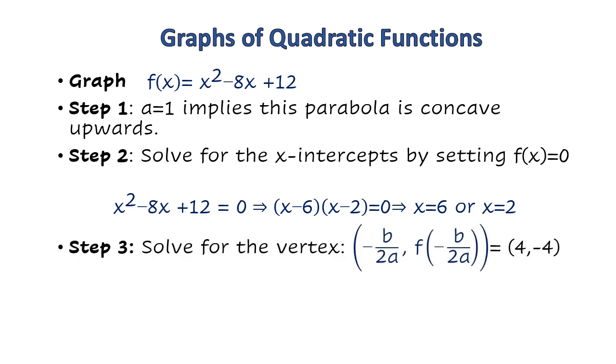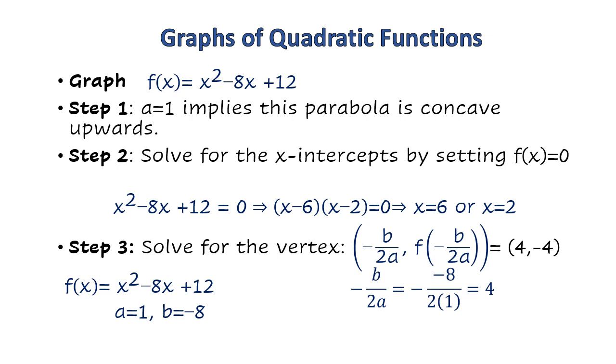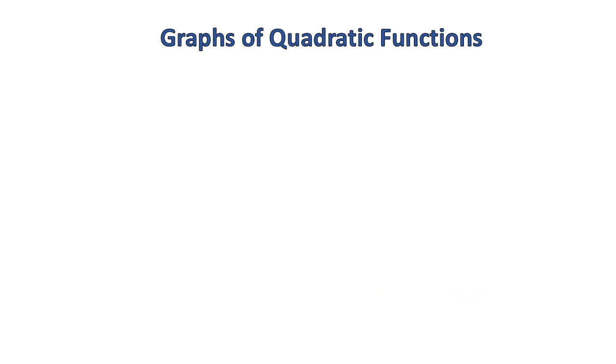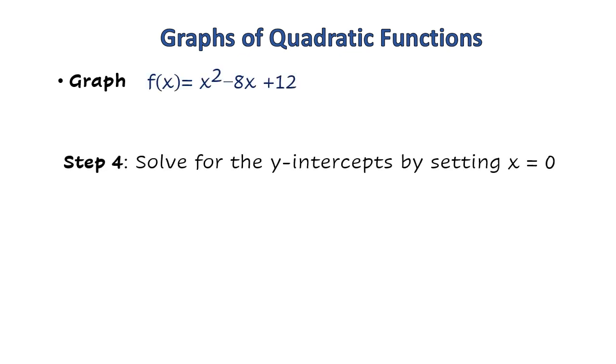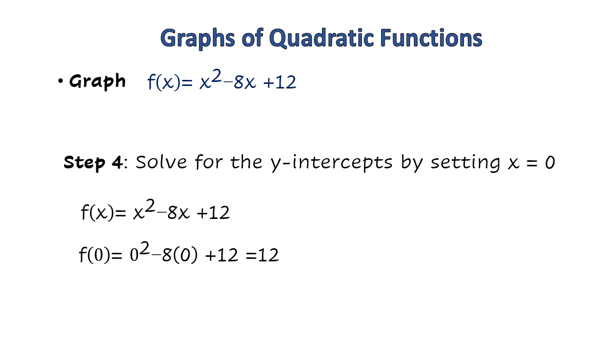Now the vertex is negative b over 2a and f of negative b over 2a. So my a is 1, my b is negative 8. Therefore, negative b over 2a is 4, and f of 4 is negative 4. Now we need to solve for the y-intercept. So f of 0 is 12, therefore the y-intercept is (0, 12).